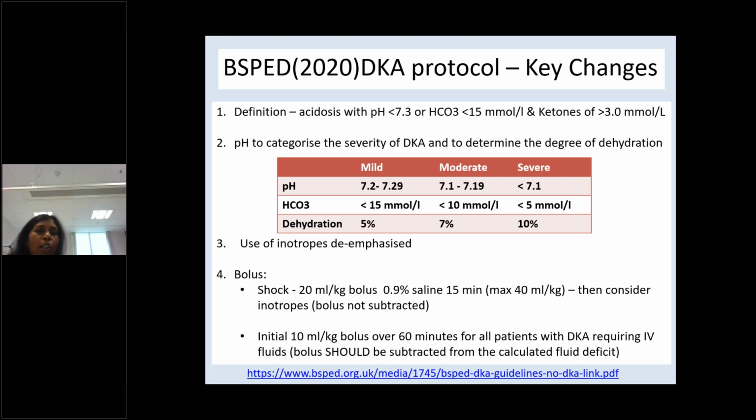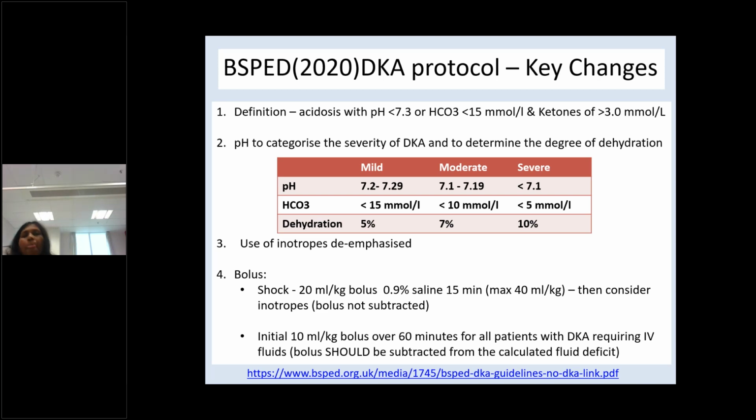And we no longer use inotropes. However, if someone is coming with severe shock and needing fluids more than 40 mils per kilo, then we still have to think about it. But again, that has to be in discussion with the intensive care team.